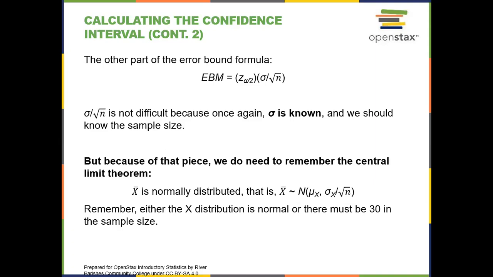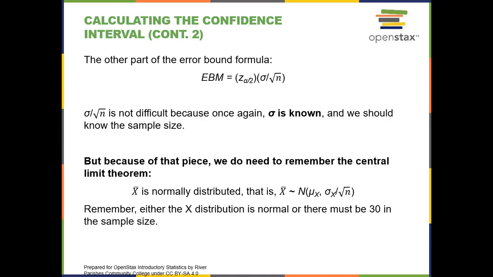So the error bound for the mean, or margin of error, is the critical value of Z alpha by 2 multiplied by sigma divided by square root of n. Sigma divided by square root of n is not difficult because sigma is known and we should know the sample size. But because of that piece, we do need to remember the central limit theorem.